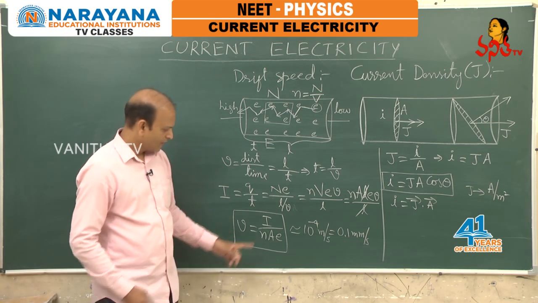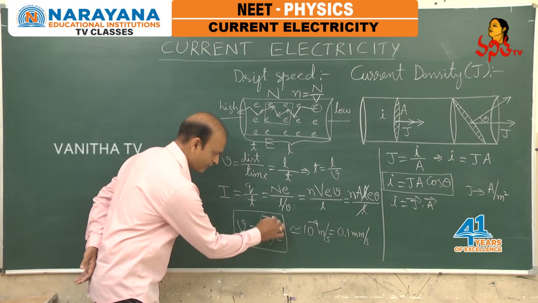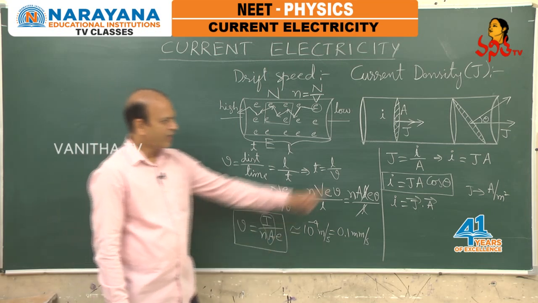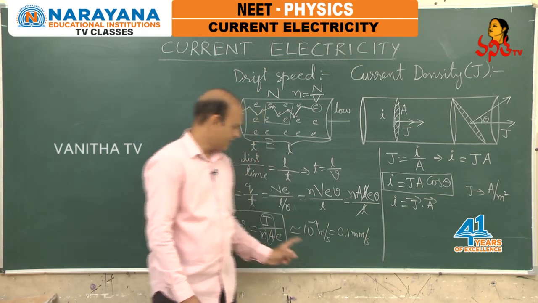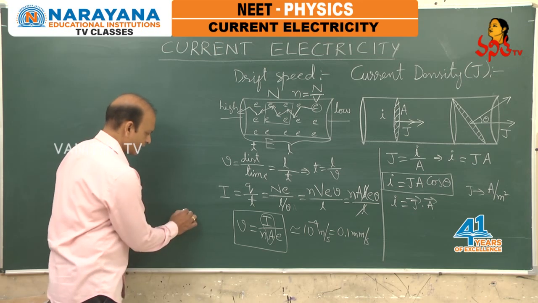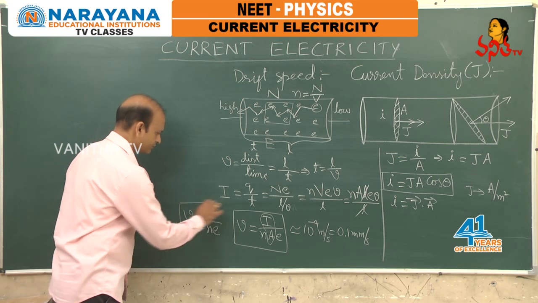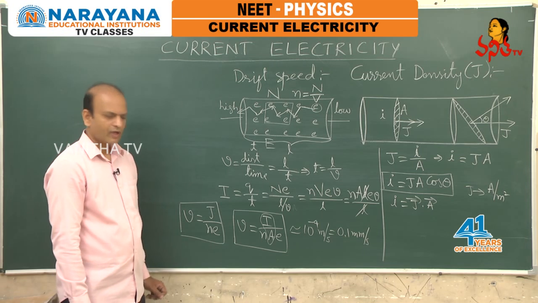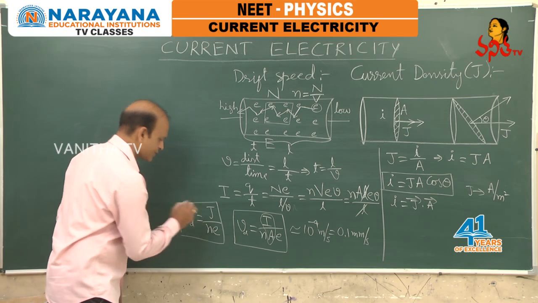And in this equation, if you look at this, I by A is current per unit area. We have defined that current per unit area as current density. Then this drift speed we can write in terms of current density as V equals J by ne also. V equals J by ne. So this V is called drift speed, sometimes it is represented by the symbol V_d also.